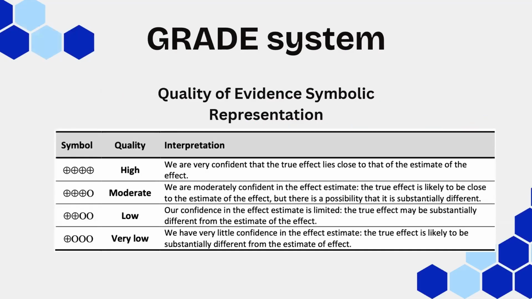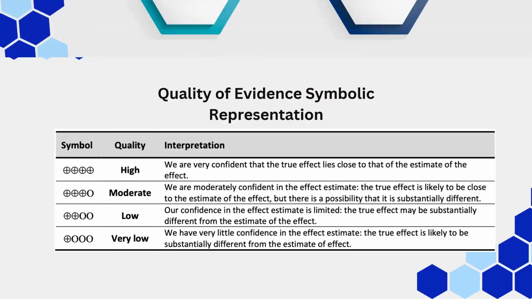The GRADE system then further breaks those assumptions into high, moderate, low, and very low quality. And you'll see how even once you start as an RCT, you can move up or down this scale based on different factors. And if you start as a lower quality, you may have the opportunity to move up if you have factors that favor your evidence being higher quality. So we'll talk through some of those factors now.